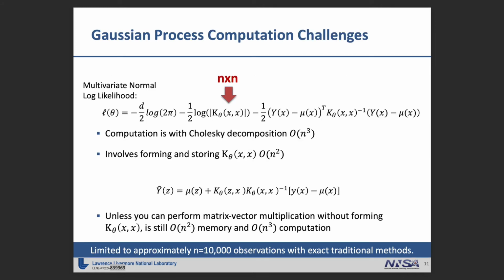So the problem, just to show you in terms of math, is when we have a large data set, this covariance matrix K is the size of your data times the size of your data.